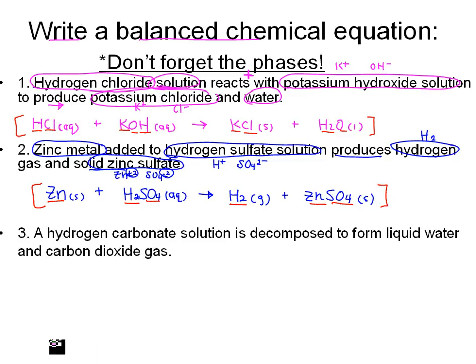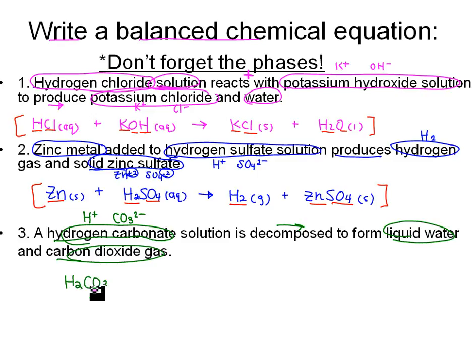Okay, and let me do one last one before this video runs out of time here. So here, you're given hydrogen carbonate, and it's decomposed to form liquid water and carbon dioxide gas. Hydrogen carbonate, it's H plus. Carbonate is CO3 -2, so we're given H2CO3, and it's a solution, so it's aqueous. Decomposes to form liquid water, H2O, liquid, and carbon dioxide gas.